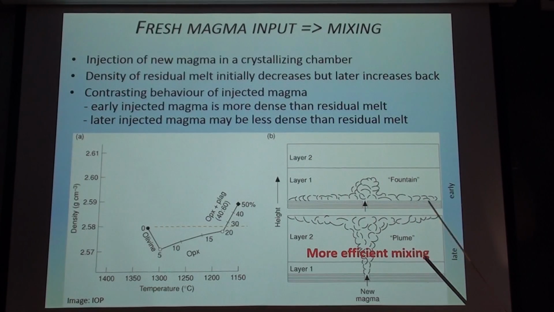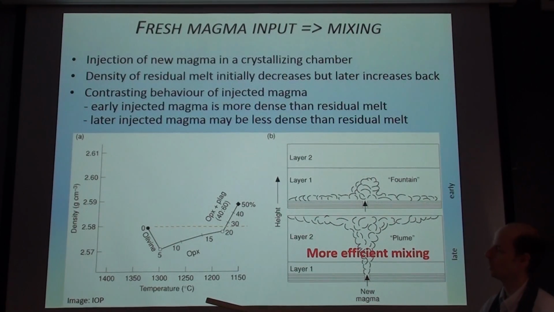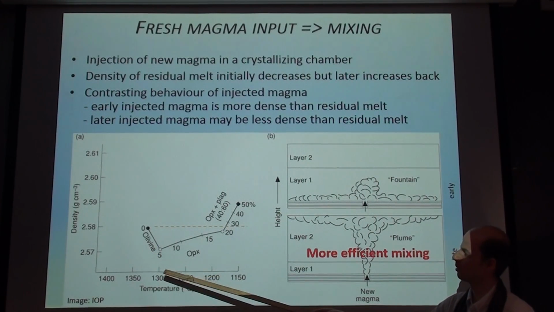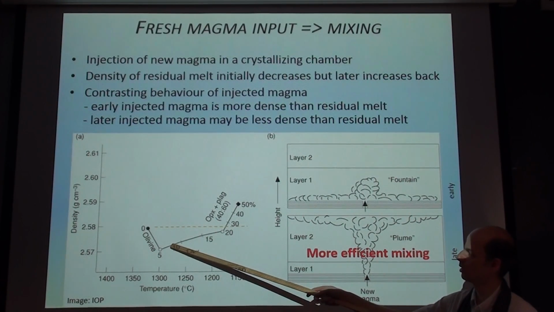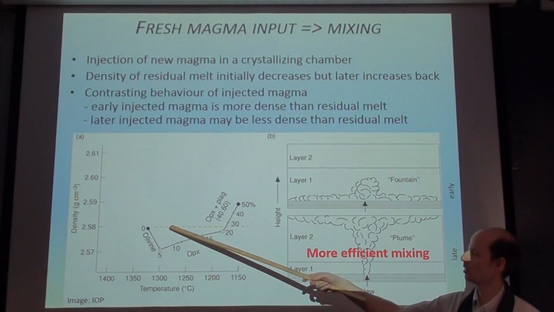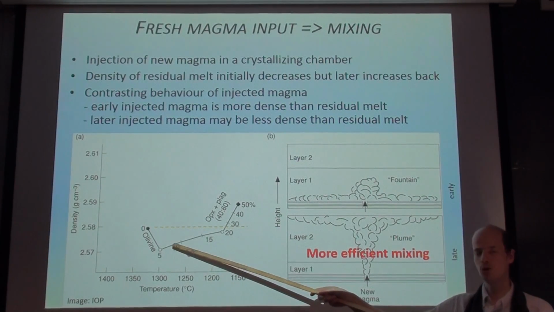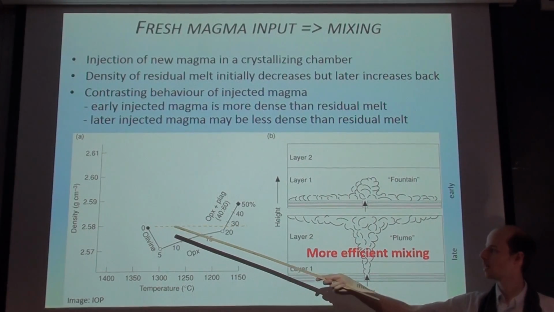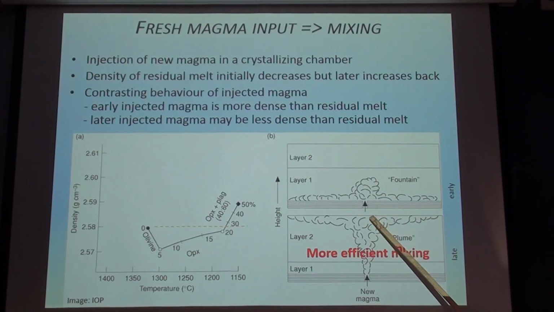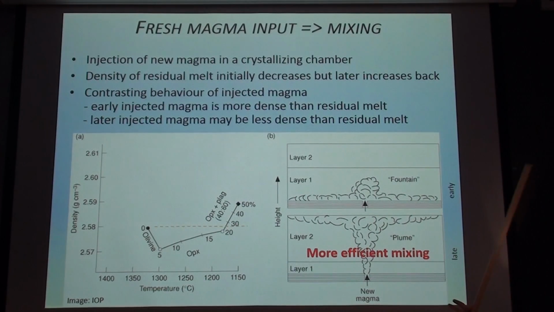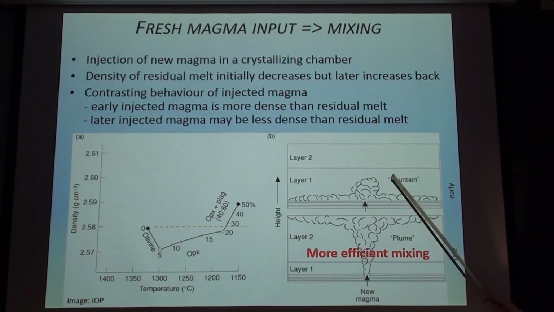And then, if we inject a new fresh magma early in the crystallization history, when, for instance, we inject it at this point, the new magma has this density, the residual melt in the magma chamber has this density. So the new magma has higher density. And so we inject it, and because it has higher density, it goes up a bit and then flows along the floor to form this fountaining.